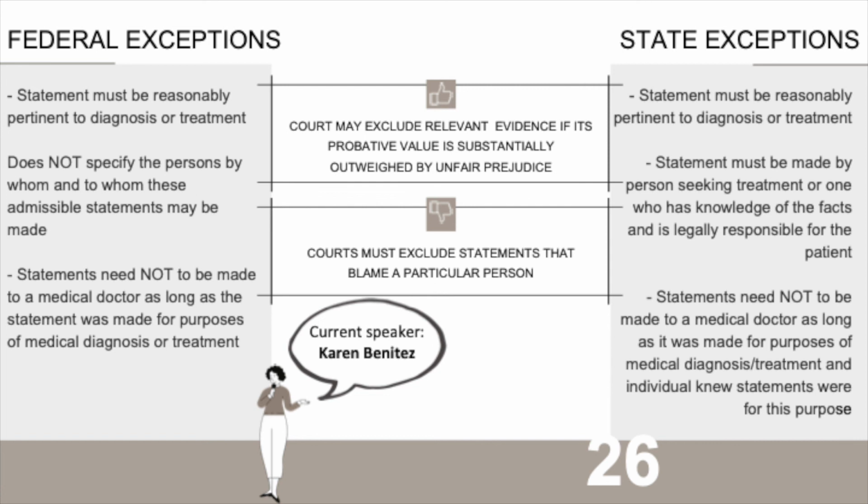Here we have both the federal rule and state statutes side by side. As you can see, they are very similar to each other. However, the state statute is a bit more specific in the language. For example, the statements must be made by the person seeking the treatment or by a person who has knowledge of the facts and is legally responsible for the patient. This is usually parents of young children and family members involved in the treatment in the elderly. The federal rule does not make this limitation.